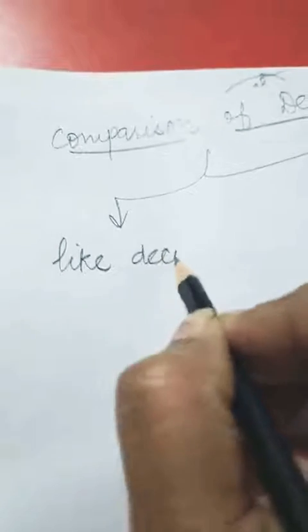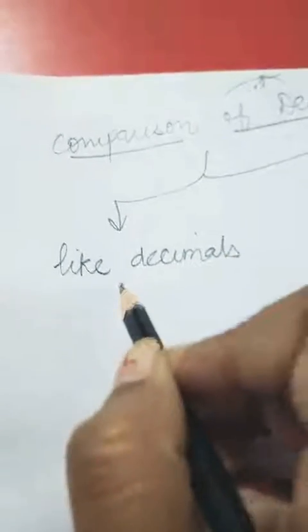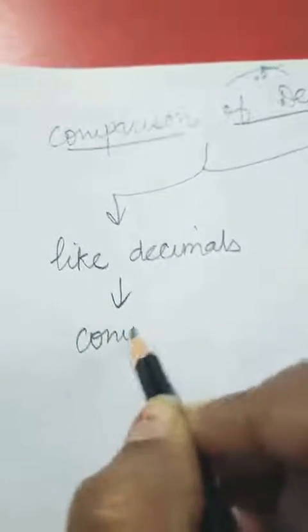Today we will do the next topic of the decimals, that is comparison of decimals. Yes students, in this comparison of decimals, firstly you have to take care whether the statement is given in unlike decimals or like decimals. Here two types of statements are possible. If it is given in like decimals, then directly go with comparison.